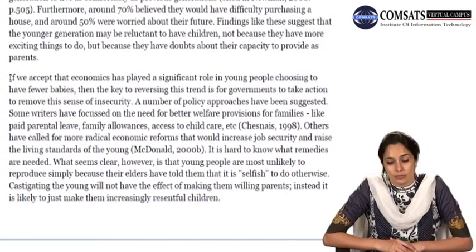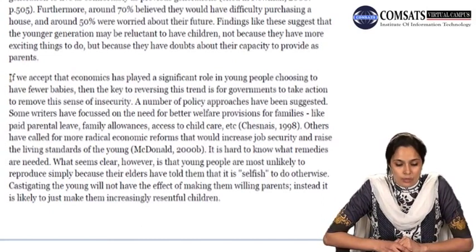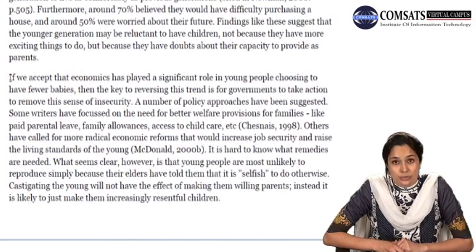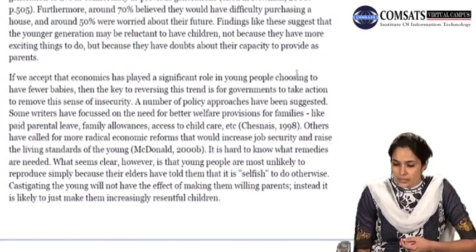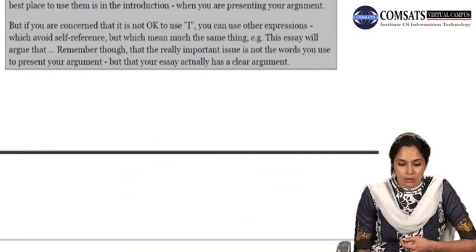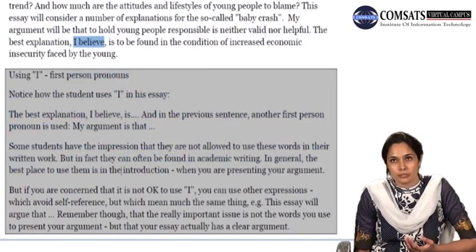Some writers have focused on the need for better welfare provisions for families, like paid parental leave, family allowances, access to childcare, etc. Others have called for more radical economic reforms that would increase job security and raise the living standards of the young. It is hard to know what remedies are needed. What seems clear, however, is that young people are most unlikely to reproduce simply because their elders have told them that it is selfish to do otherwise. Castigating the young will not have the effect of making them willing parents. Instead, it is likely to just make them increasingly resentful children. A very, very convincing end that they have given to their essay. So, this essay gave us very clear indications about how to write a good essay, and these gray areas are all very important information for you all to incorporate in your essays whenever you are writing.